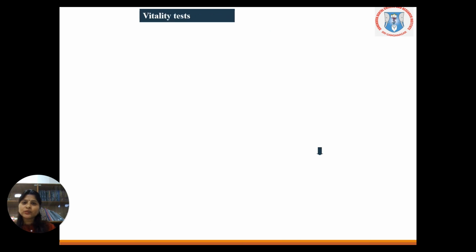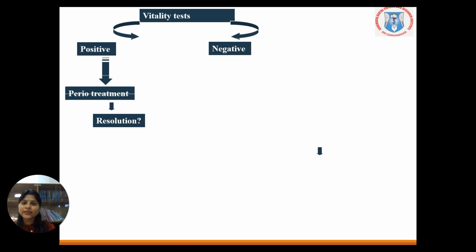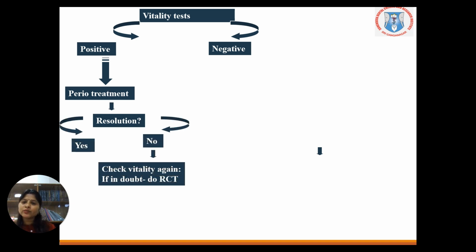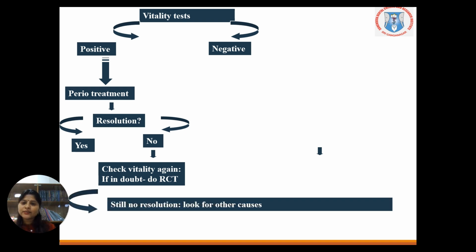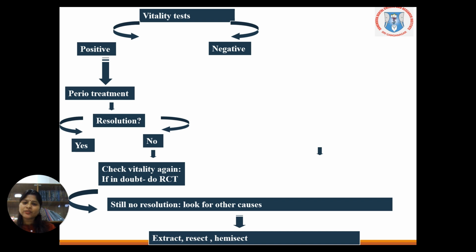In case it was not treated, that is, it was not an RCT case and the vitality test is positive, go for perio treatment. If it is resolved, it is okay. If it is not resolved, again check the vitality and do the RCT. Still not resolved, go for extraction or resection or hemisection.